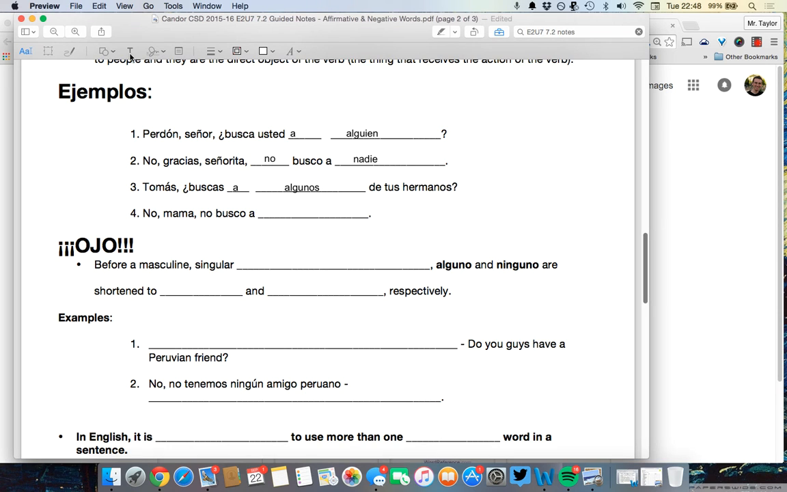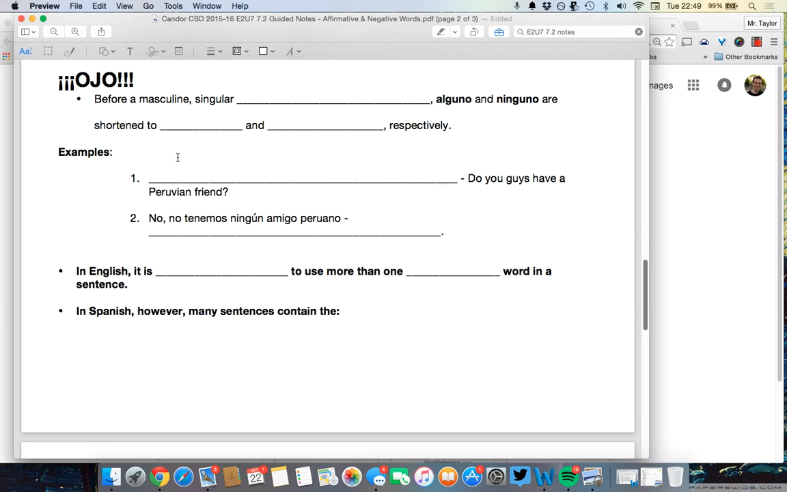And then Tomas replies, and he says, no, mama, I'm not looking for, and this is where it's tricky because we have to do that double negative again, which English says, no, don't do that because that's not correct. Okay? So we're going to say, I'm not looking for anyone, but really, literally, we're saying, I'm not looking for no one. Okay? You got to say it with a little sass every time you do it.